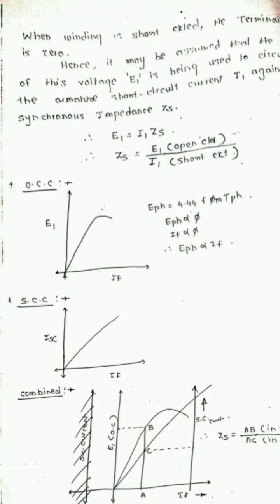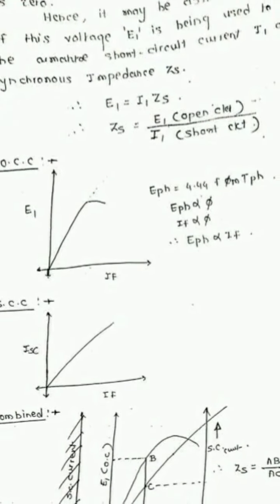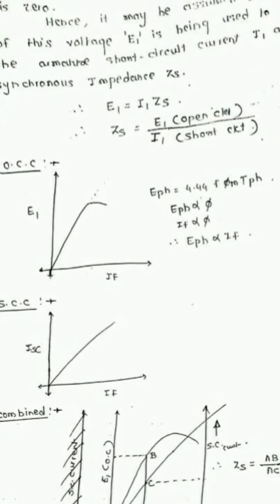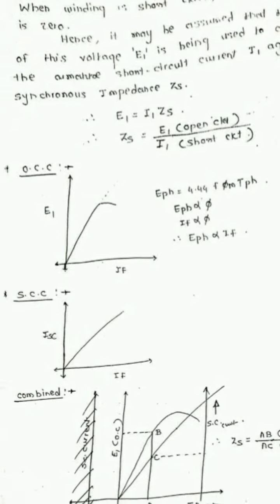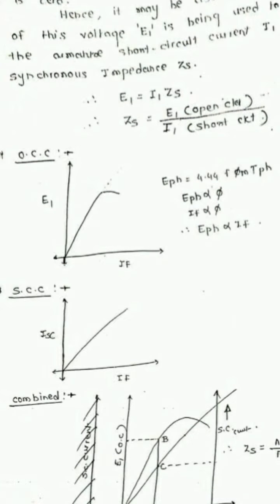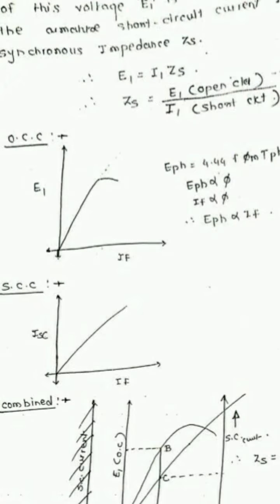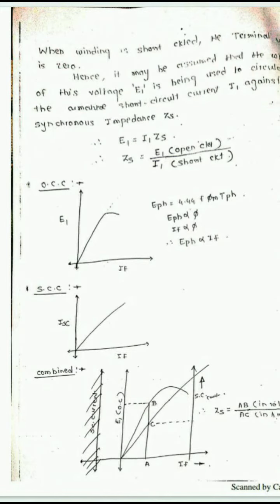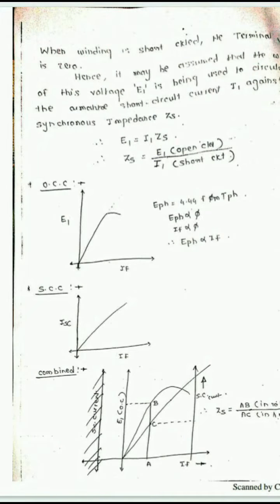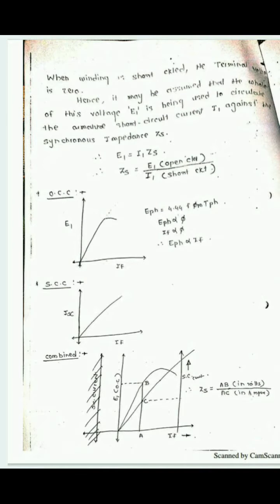The open circuit voltage corresponding to this field current is E1. As shown in that particular figure, the first plot is field current versus open circuit voltage, that is called E1. The second is the short circuit characteristics, where we plot field current versus short circuit current. This is important while deriving the synchronous impedance method of voltage regulation.